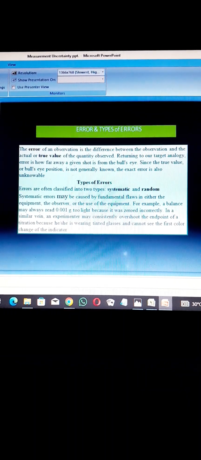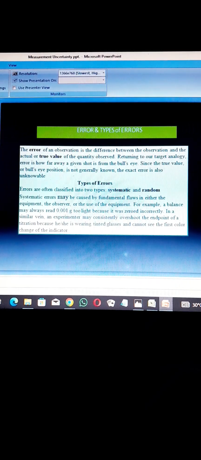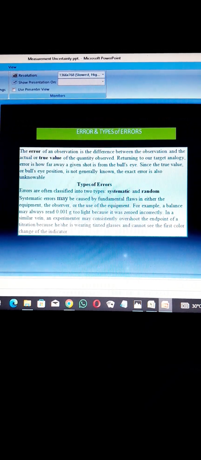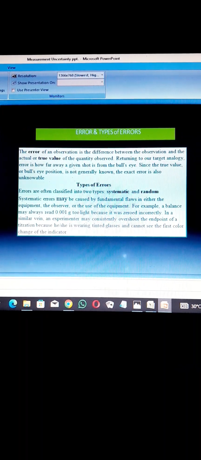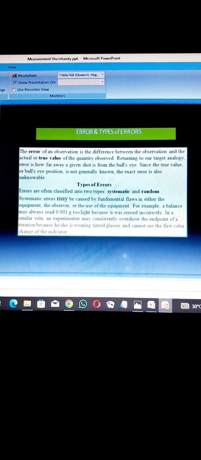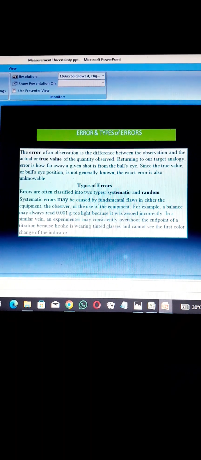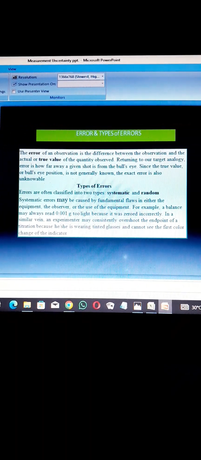Errors are often classified into two types. One is systematic error and the second one is random error. And what is systematic error? A systematic error may be caused by fundamental flaws in either the equipment or the observer or the user of the equipment. For example, a balance may always read 0.001 gram too light because it was zeroed incorrectly.